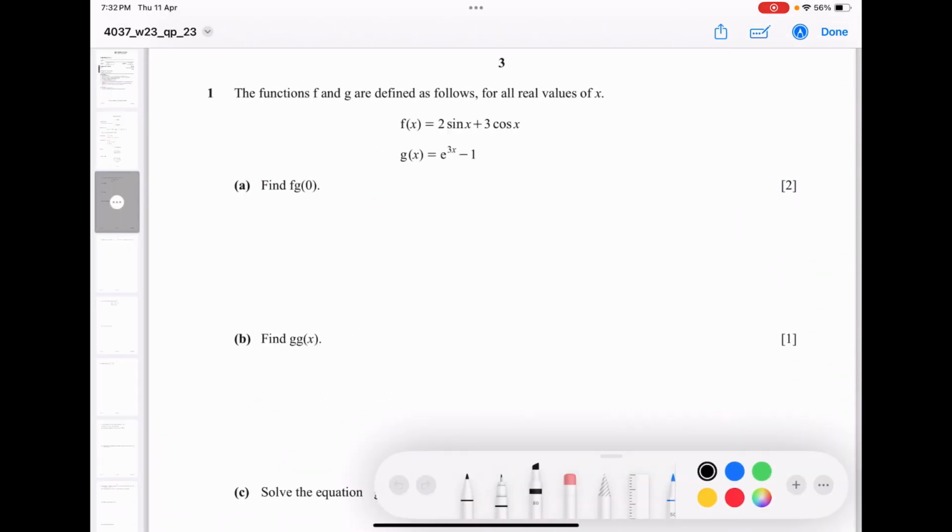f and g are defined as follows. f(x) equals 2 sin x plus 3 cos x. g(x) equals e to the power 3x minus 1. It is 2 marks.